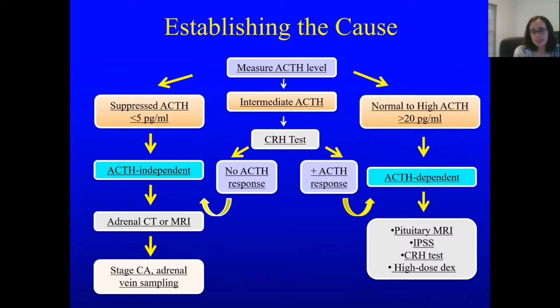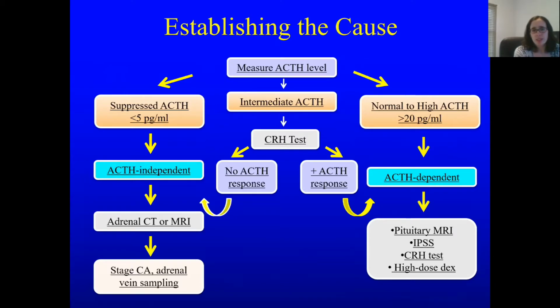Suppressed ACTH means that it's an adrenal source, and then we're looking to image the adrenals via CT or MRI. Depending on what we see, if we see nothing, we might need to do adrenal vein sampling. That's more for aldosterone, not for cortisol. If it's cancer, we're working on that.